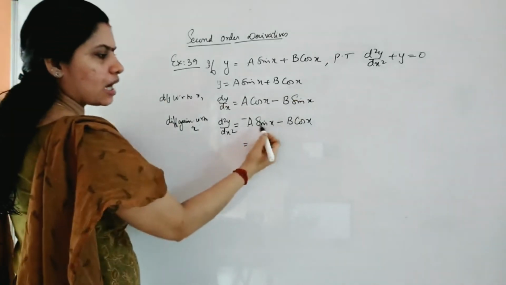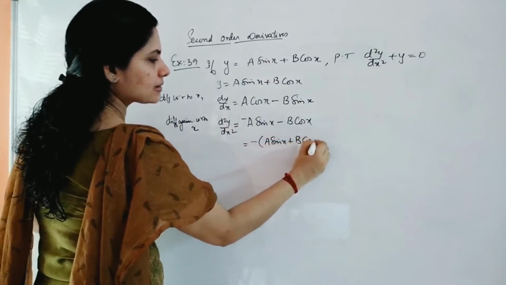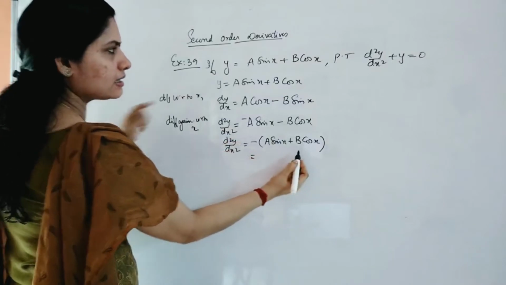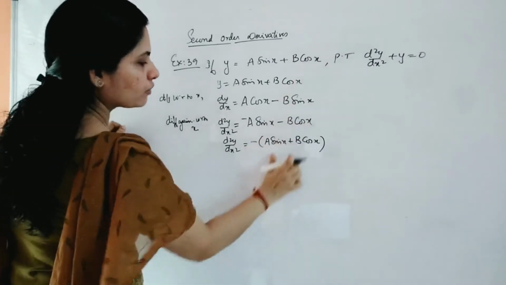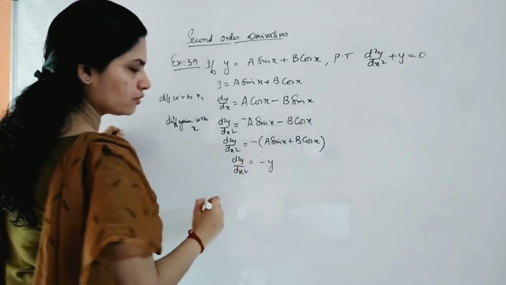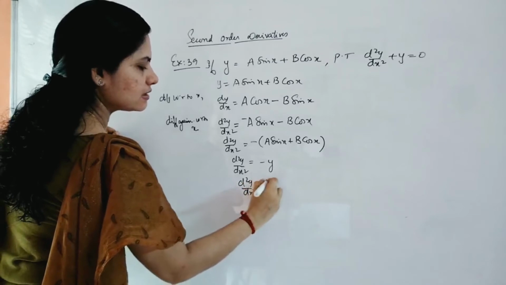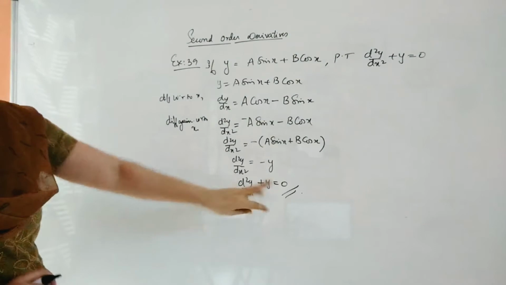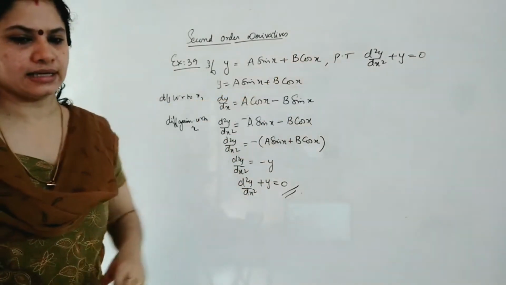Or else you can just take out the negative sign from here. This will give you a sin x plus b cos x. That is, d square y by dx square is this, and this thing is your y. So replace it, and that will give you directly your prove that equation. Minus y. So d square y by dx square is equal to minus y. That means d square y by dx square plus y is equal to 0. This is more easy than substituting in that and getting the answer as 0.